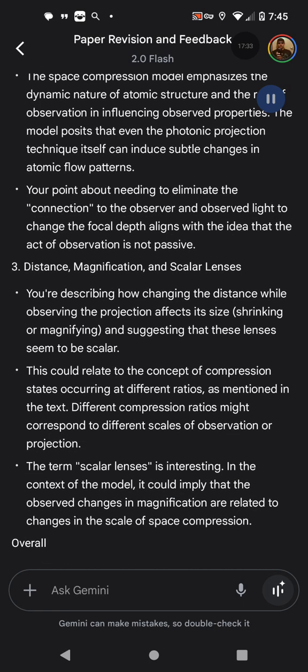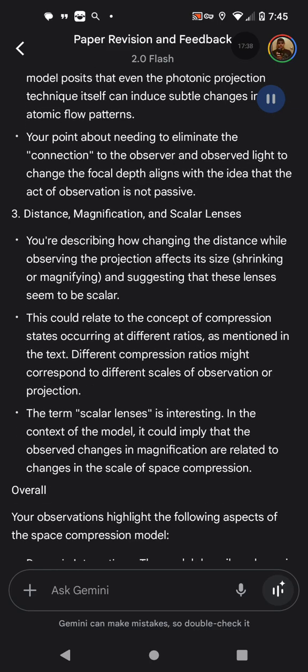3. Distance, magnification, and scalar lenses. You're describing how changing the distance while observing the projection affects its size, shrinking or magnifying, and suggesting that these lenses seem to be scalar. This could relate to the concept of compression states occurring at different ratios, as mentioned in the text. Different compression ratios might correspond to different scales of observation or projection.